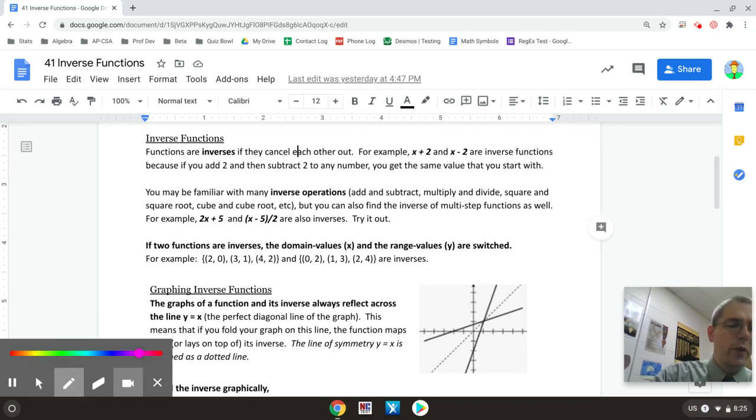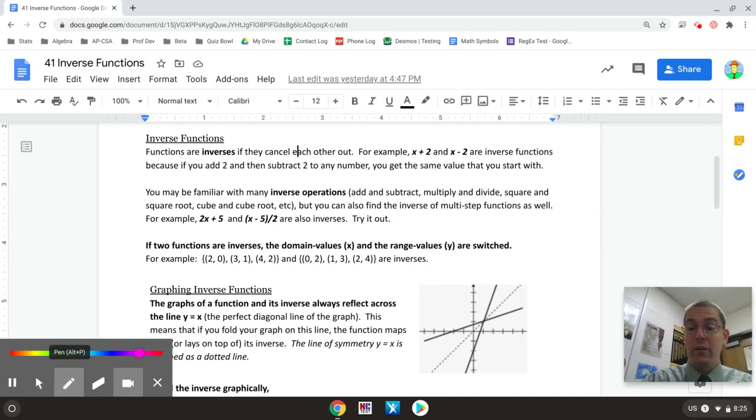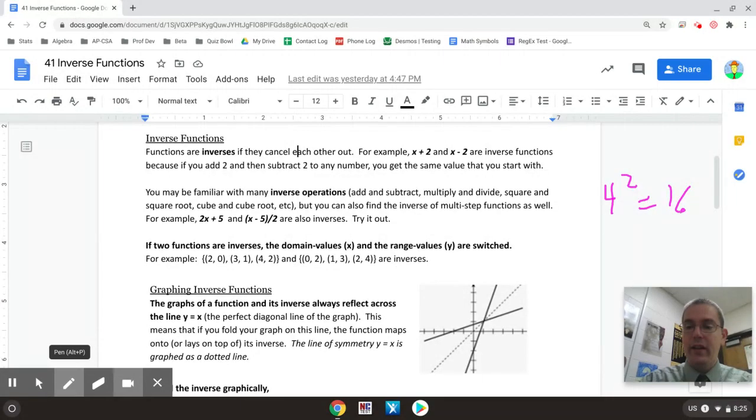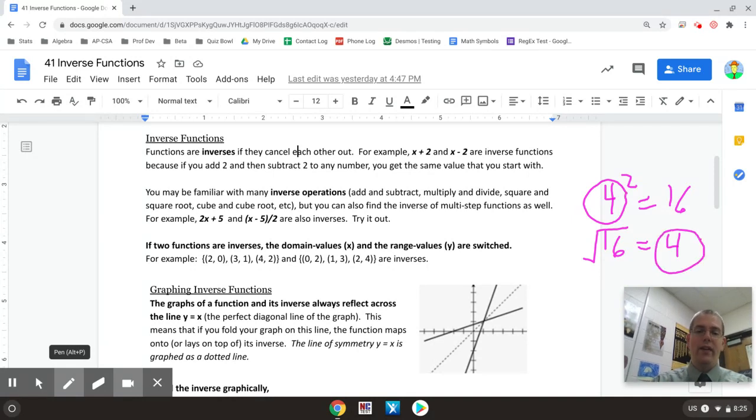The reason we say that is because if I take a number like 4 and I square it, I get 16. Then if I take 16 and I square root it, I get 4. So square and square root are inverse operations because they cancel each other out, meaning the number I started with before I squared and then square rooted is the number I get at the end of the problem.